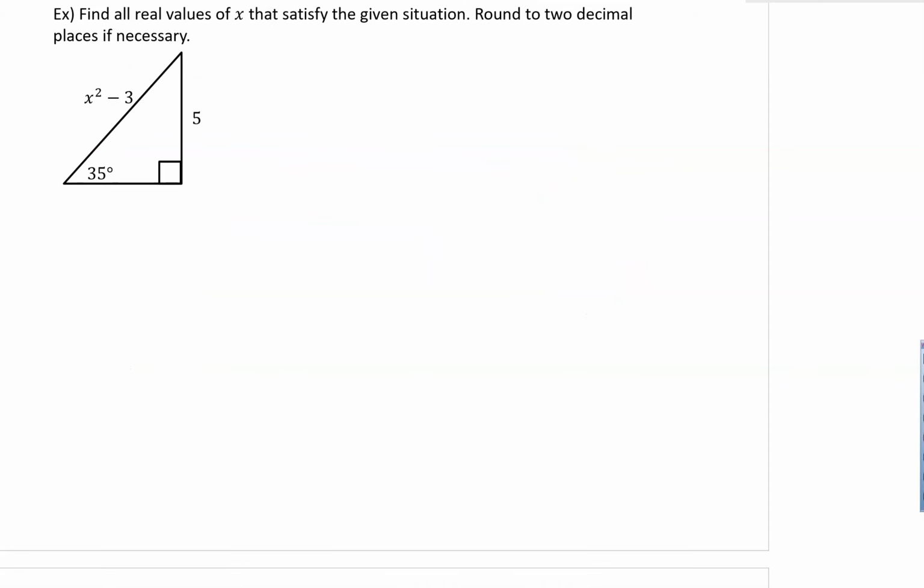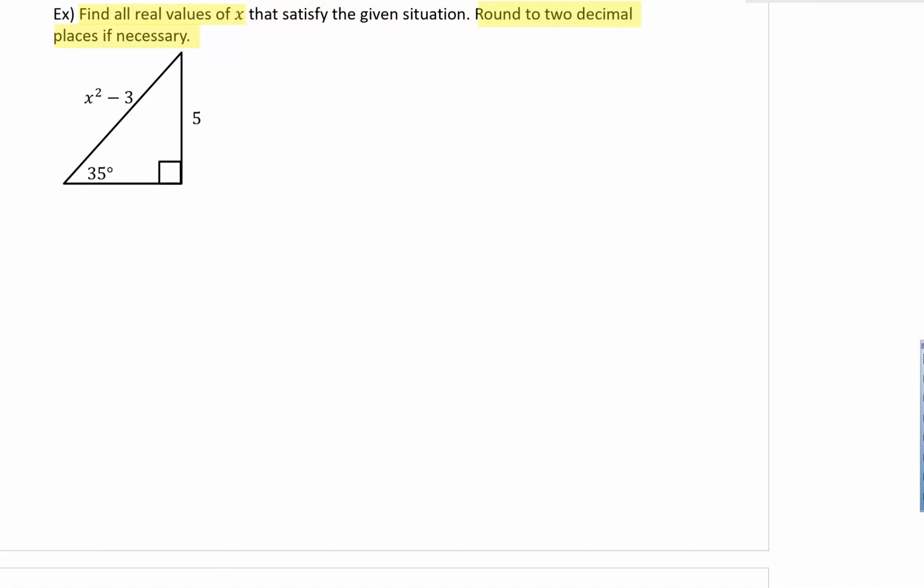All right, let's take a look at a problem. We are going to find all real values of x, meaning that they can be rational or irrational, but not imaginary, that satisfy this given situation of x being part of a measurement of one side of a right triangle. And notice it says we'll round to 2 decimal places if it's necessary to do any rounding at all.